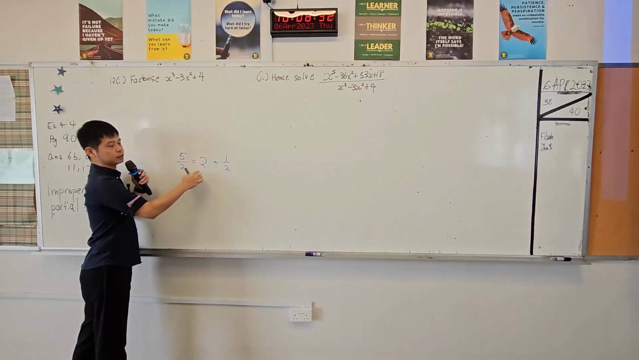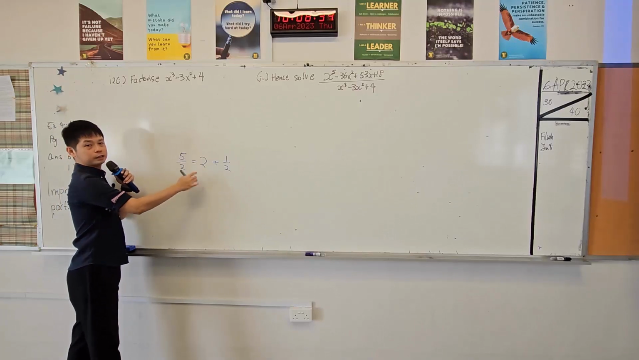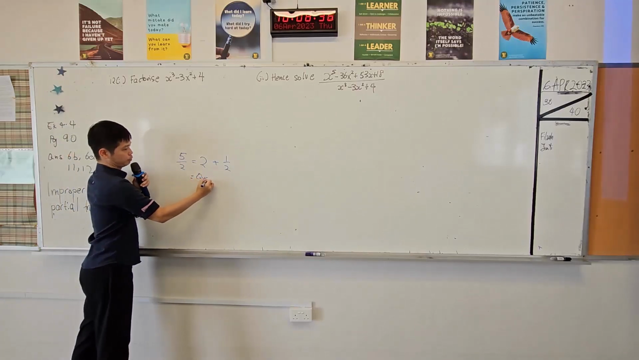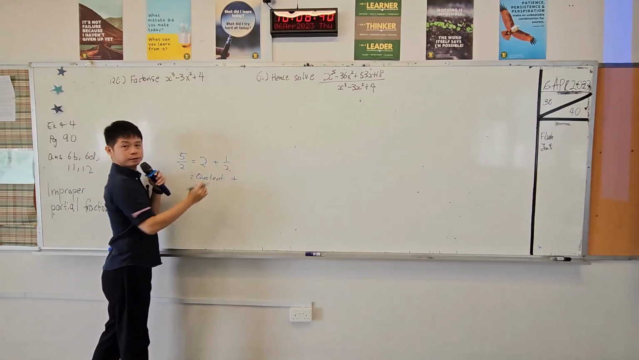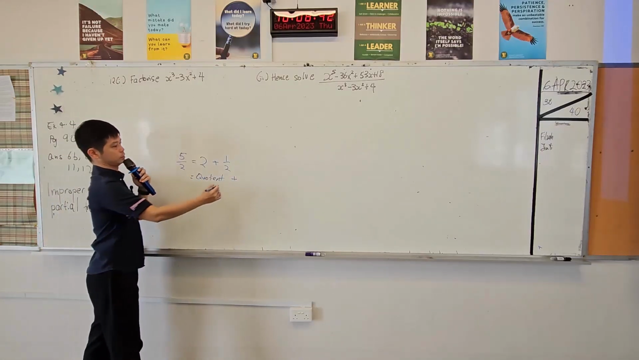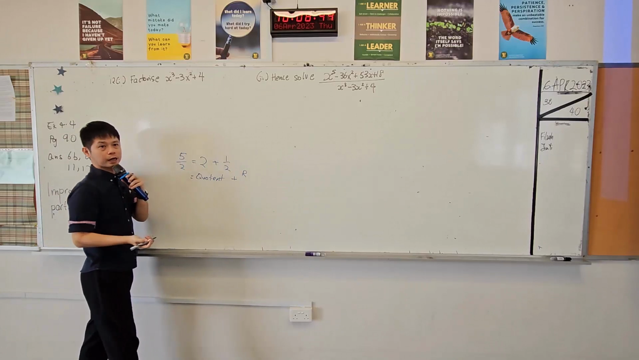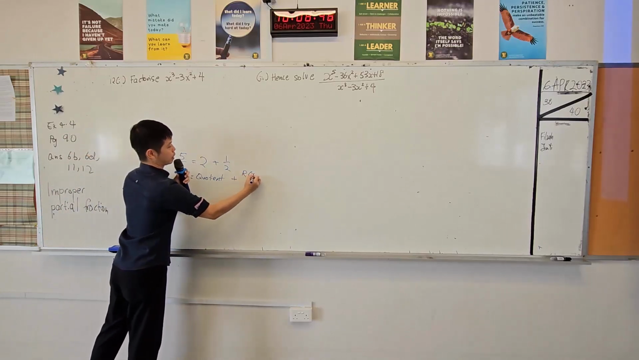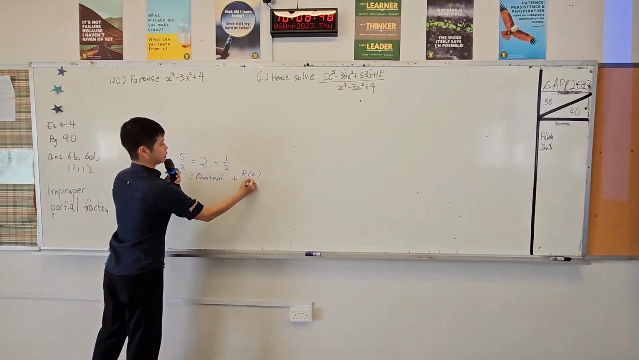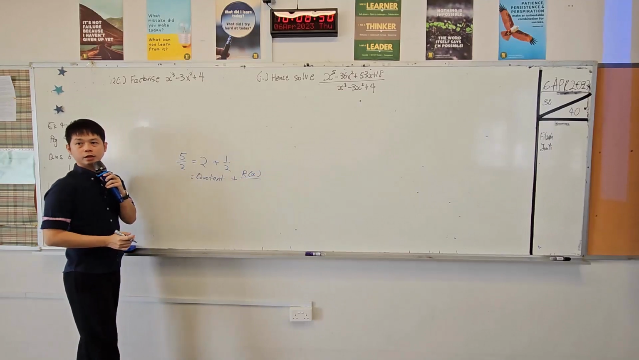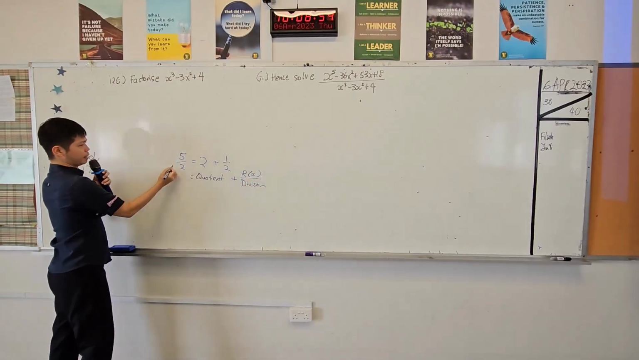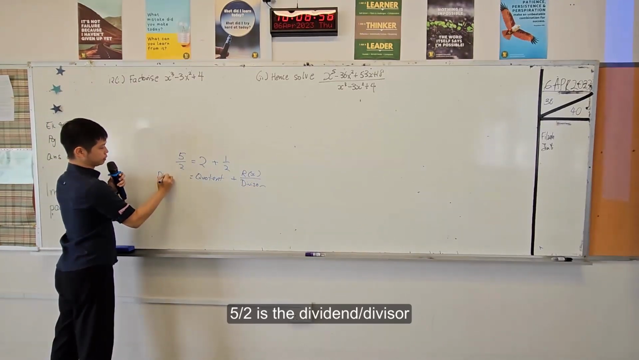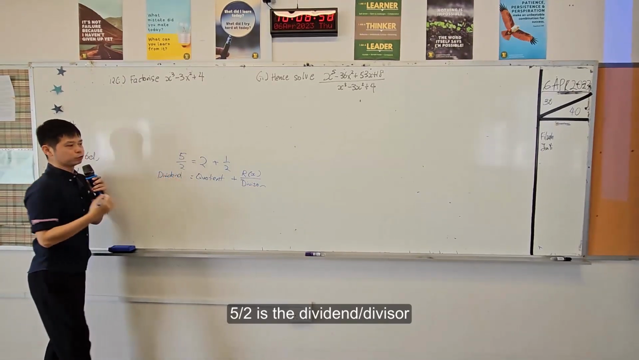So what is the 2 here? Later we will see that this will be our quotient. And what is the 1 here? It is the remainder, so I just write it as R. And then the denominator is your divisor. And what is 5 over 2? That is your dividend.